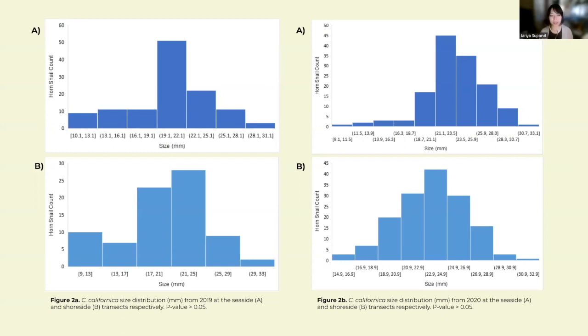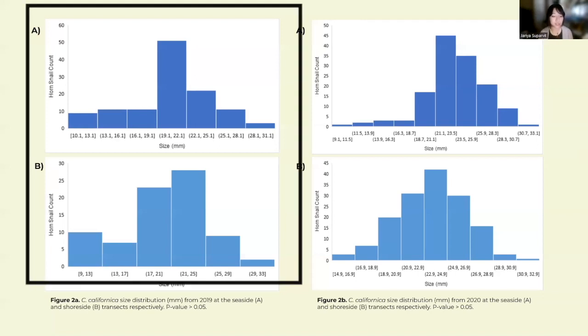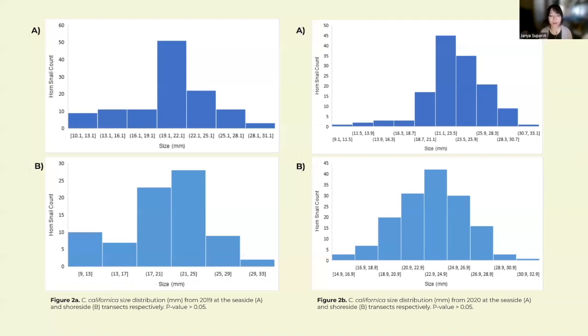Here we have figure 2a, which shows the C. californica size distribution from 2019, with the top graph being from the seaside transect and the bottom being from the shoreside transect. And this can also apply to all of the other size distribution graphs as well. We have the horn snail count on the y-axis while we keep the size range on the x-axis. And as you can see, on the 2019 data, we have a p-value greater than 0.05, with the range being roughly 19.1 millimeters to 25 millimeters.